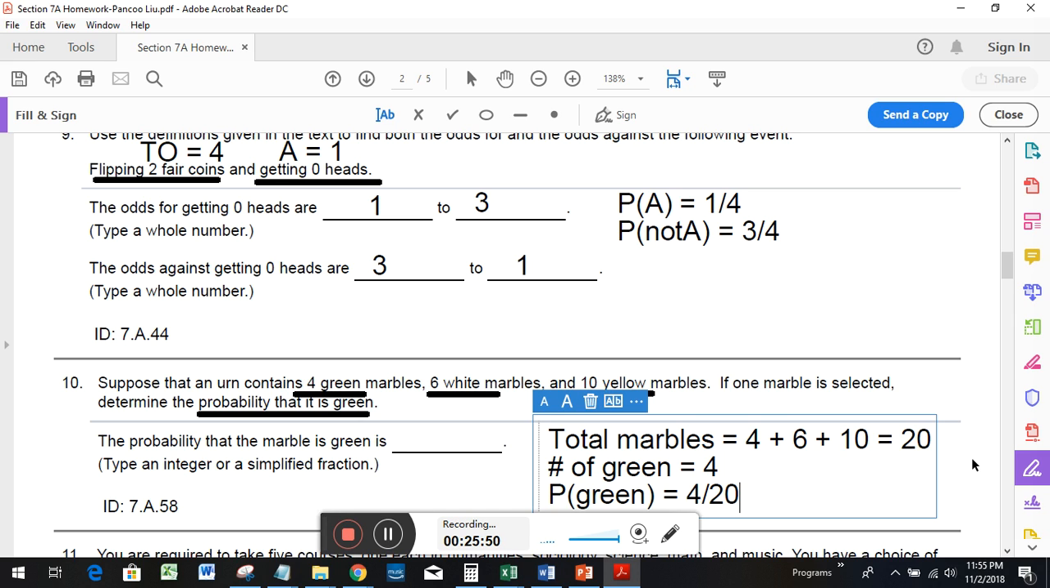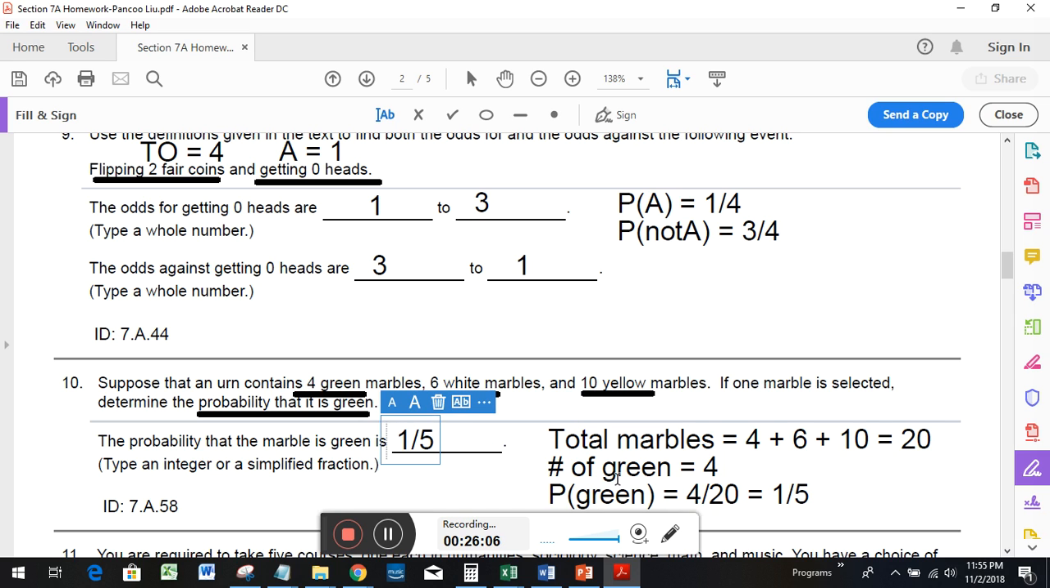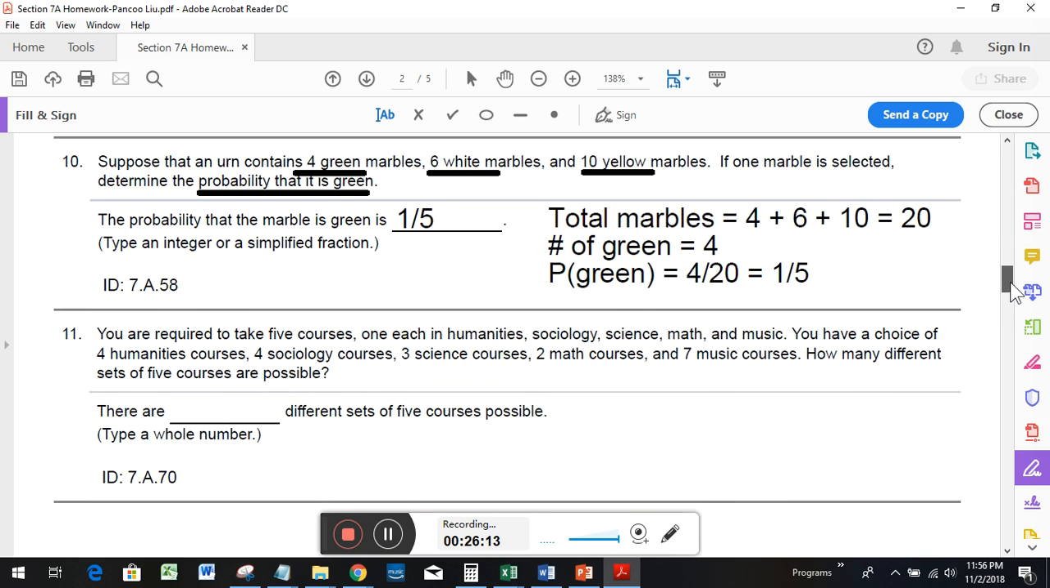And again, we need to reduce the fraction. In this case here, 4 can divide into top and bottom. So 4 divided by 4 is 1, and 20 divided by 4 is 5. So our reduced fraction is 1/5. You have a probability of 1/5. Now, number 11 is similar to number 1, which is basically figure out total outcome using the multiplication principle. So I'm going to skip that.